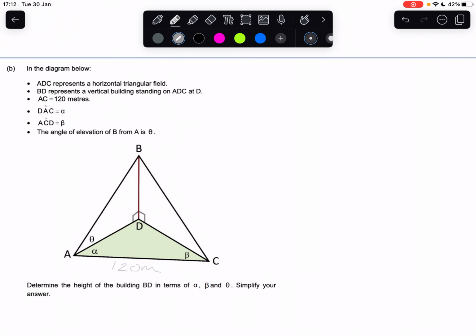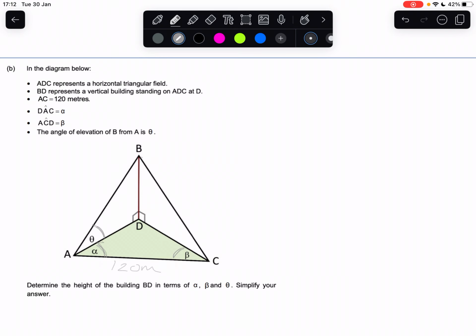DAC is alpha. Okay, that they've given us. ACD is beta. Just give me a sec. Right. And then the angle of elevation of B from A is theta. Right. So the angle that the line BA makes with the ground. Just a very not accurate way to say that, but hopefully it gives me a good idea of what that last line is saying. Right, and that is theta.